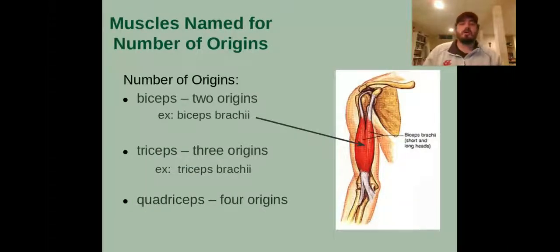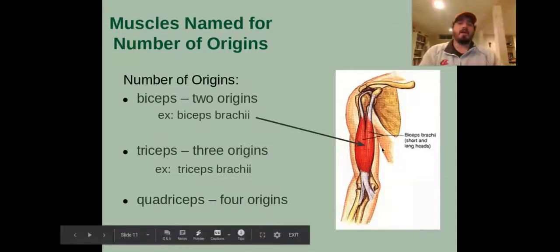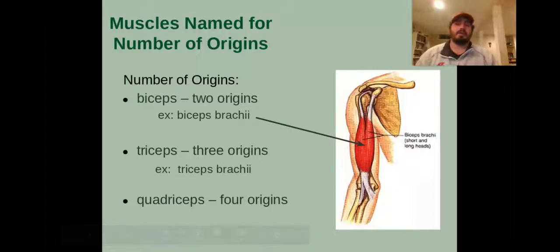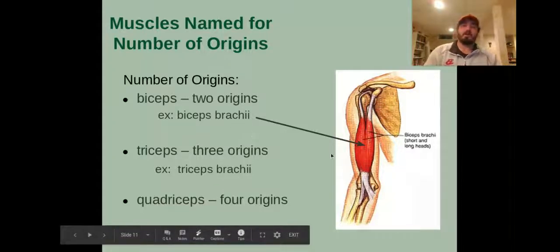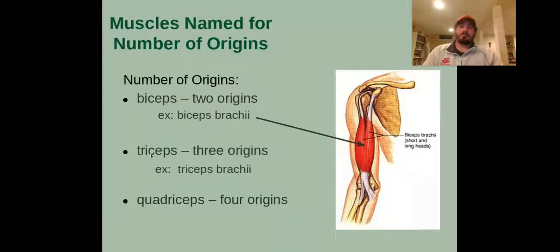All right, another one here. So the number of origins, and we just talked about origins, right? Where a muscle actually attaches to the bones, and it needs to attach so that we can actually contract and move bones one way or another. So number of origins, right? Biceps brachii. So brachii location, biceps, two heads where it attaches. You can see here, right? It's got two attachments, all right? Our triceps, which is inferior to that, has three origins, like a tricycle, triceps brachii.